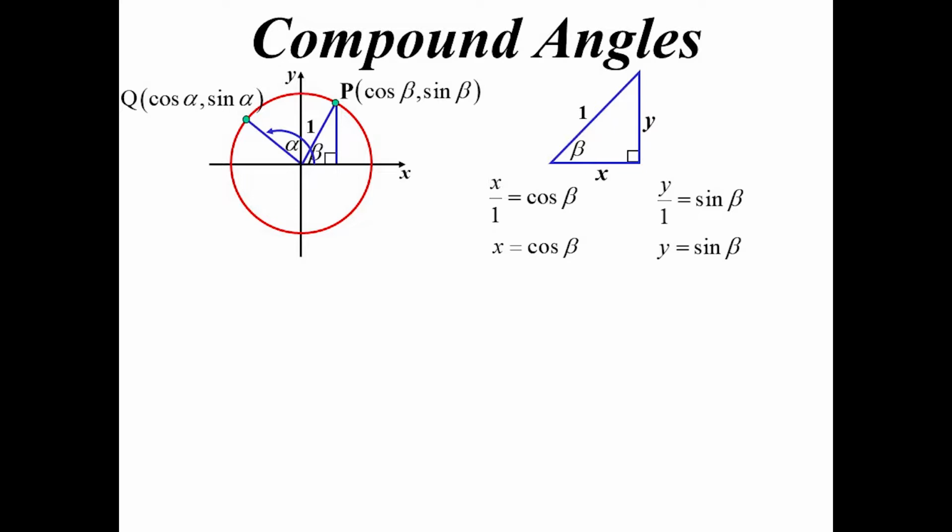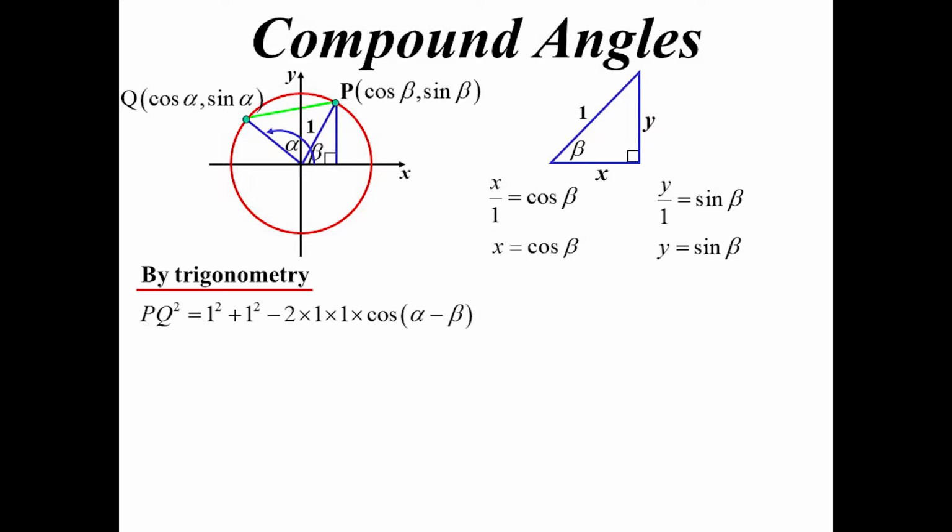Okay, so why have I done all that? Well, I want to find the distance between P and Q. So I could do it via trig, our cosine rule. I know PQ squared will be 1 squared plus 1 squared minus 2 times 1 times 1 times the cosine of, well, the angle would end up being alpha minus beta, that triangle there. Tidying that up, I get 2 minus 2 cosine alpha minus beta.